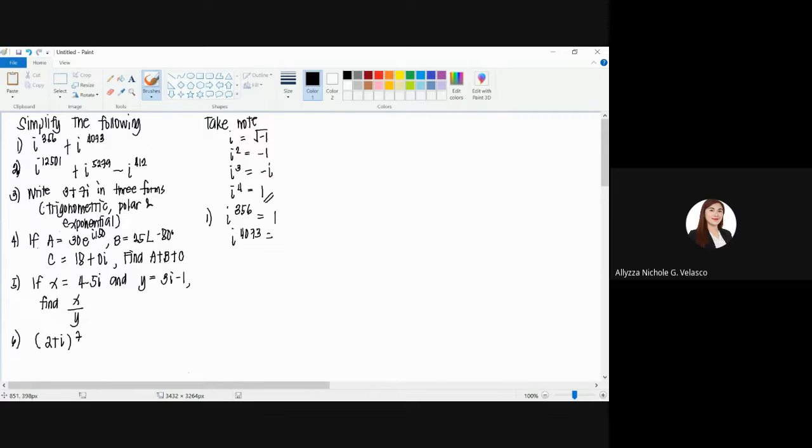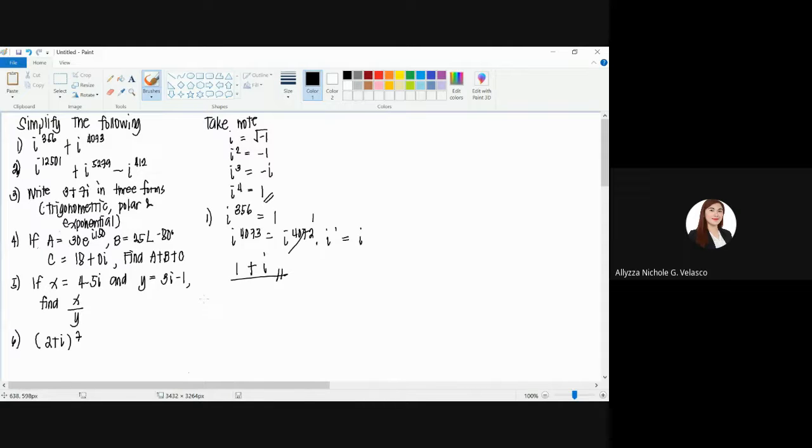Or the other way around to solve is you get the nearest value that is divisible by 4. The nearest to 4073: again, divide 4073 by 4, which is 1018. Multiply 1018 by 4, that is equal to 4072. And again, we have a remainder of 1, or i. So the value of this one is i, since this part is already 1. Therefore, our answer in number 1 will be 1 plus i.